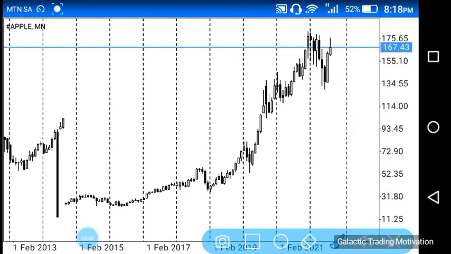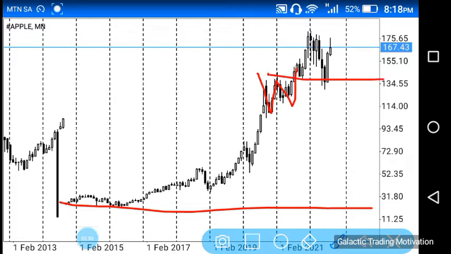As much as we have this gap over here, just note that we had a very nice W structure in this region with the neckline being here. Price broke the neckline to the upside and then went down to test the neckline, and this is where we would have looked for buying opportunities at this point. And then we saw price pushing further up, right?